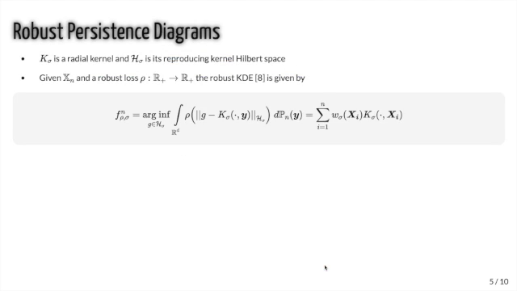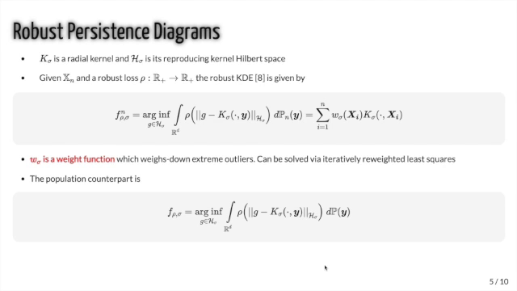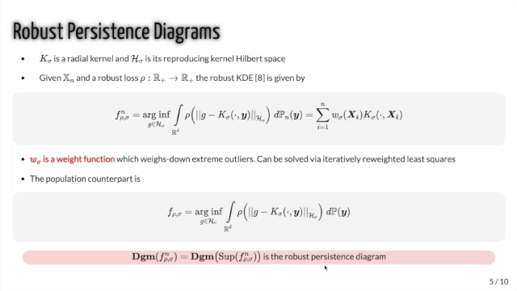To this end, we consider the robust kernel density estimator, which is obtained as the solution of an M-estimation problem in a reproducing kernel Hilbert space. In practice, this is nothing but a weighted kernel density estimator, which can be solved quite easily. The robust persistence diagram is obtained from the superlevel filtrations of the robust KDE.